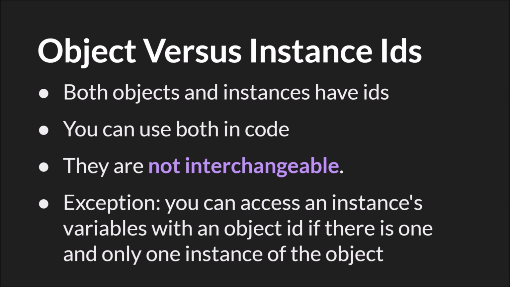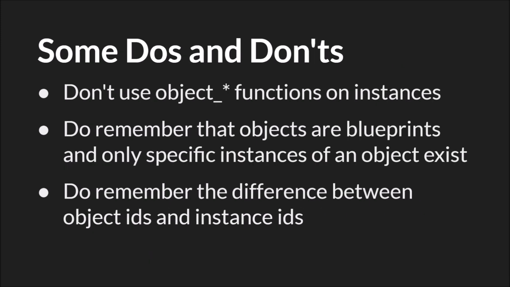The one exception is that you can access an instance through an object ID. But if you use an object ID to reference an instance, it's just going to pick one at random, which means that you should never do this. You should never access an instance through an object ID unless there is one and only one instance of that object present. Some final do's and don'ts.